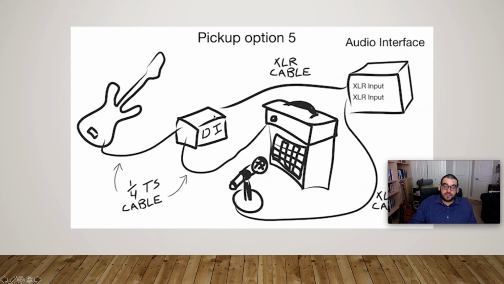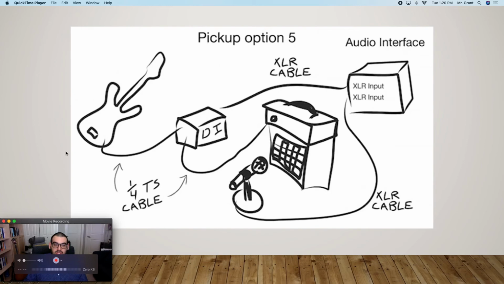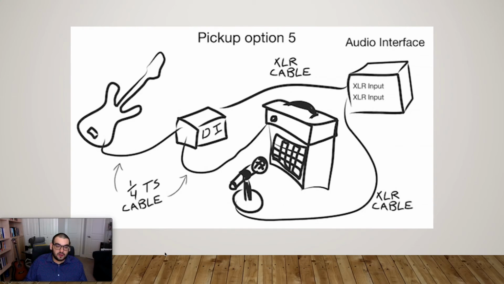The last option is called pickup option number 5. It's very similar to pickup option number 4. The only difference here is that we are using a microphone. Now, if you have all this equipment, this is a very, very good way to record, because you can get two different sounds with almost no delay, and it's really, really handy.